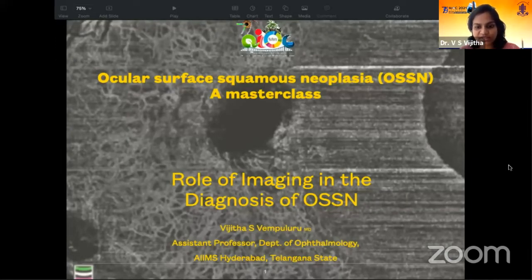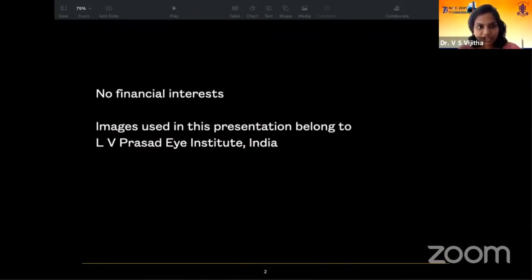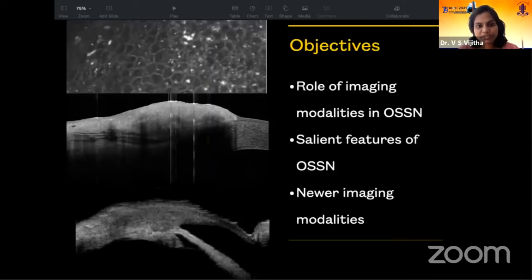So let's begin this session on a masterclass on ocular surface squamous neoplasia with my talk on the role of imaging in the diagnosis of OSSN. I have no financial interest, and the images used in this presentation are from my alma mater, the LV Prasad Eye Institute. The objectives of my presentation are, firstly, to understand the role of imaging modalities in the diagnosis of OSSN, to understand the salient features of OSSN on these, and touch upon the newer imaging modalities as well.